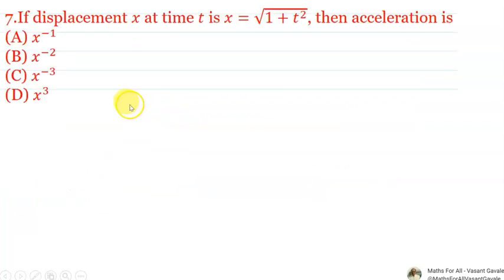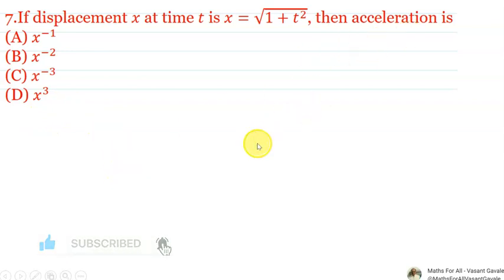Next example, if the displacement x at a time t is x is equals to square root of 1 plus t square, then acceleration is: first option x raised to minus 1, second x raised to minus 2, third x raised to minus 3, and last D is x raised to 3.